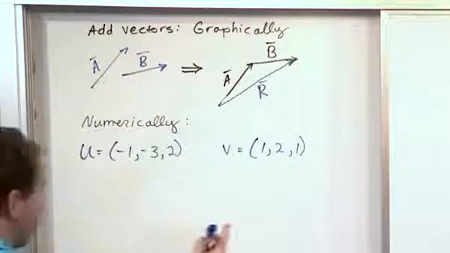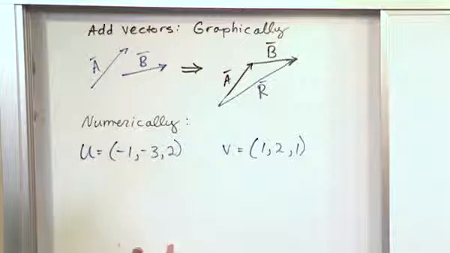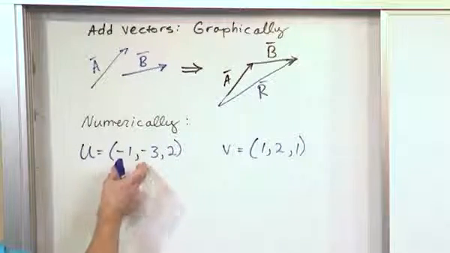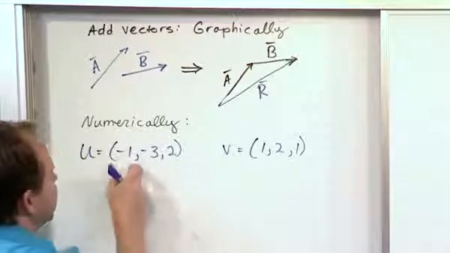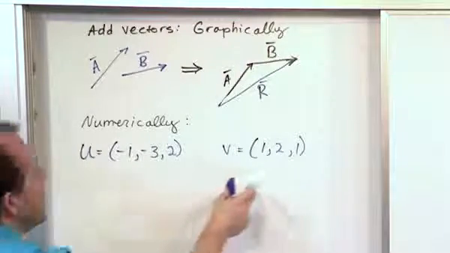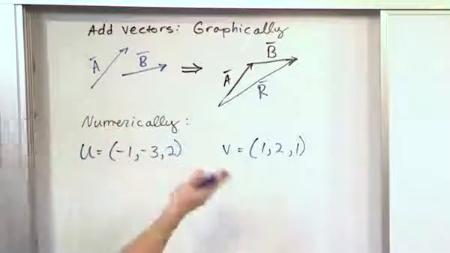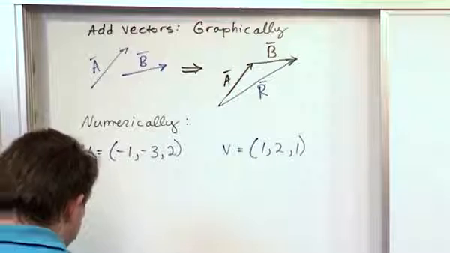So, and also keep in mind, I'm writing them as numbers with commas, but you already know by now that you can also represent it as a column matrix, -3, -1, -3, +2. And this one would be 1, 2, and 1. We can represent it as a column matrix. I'm just choosing this representation now.